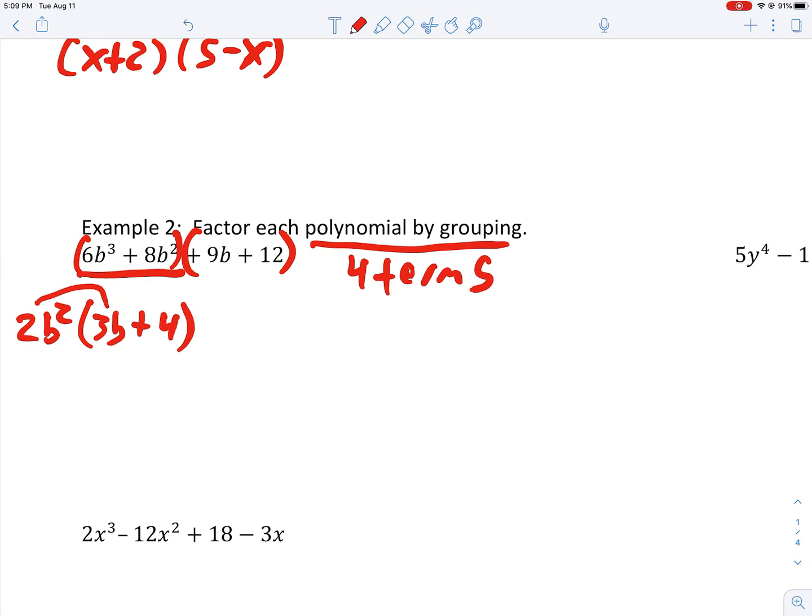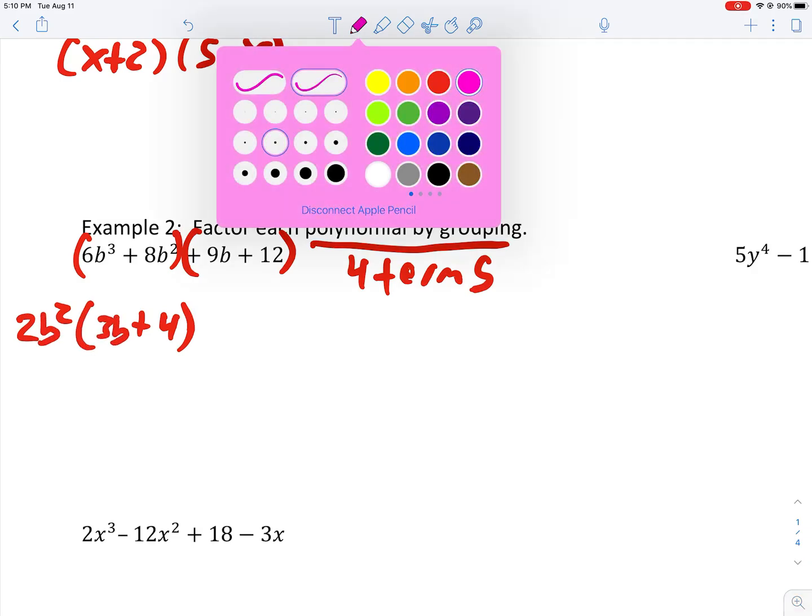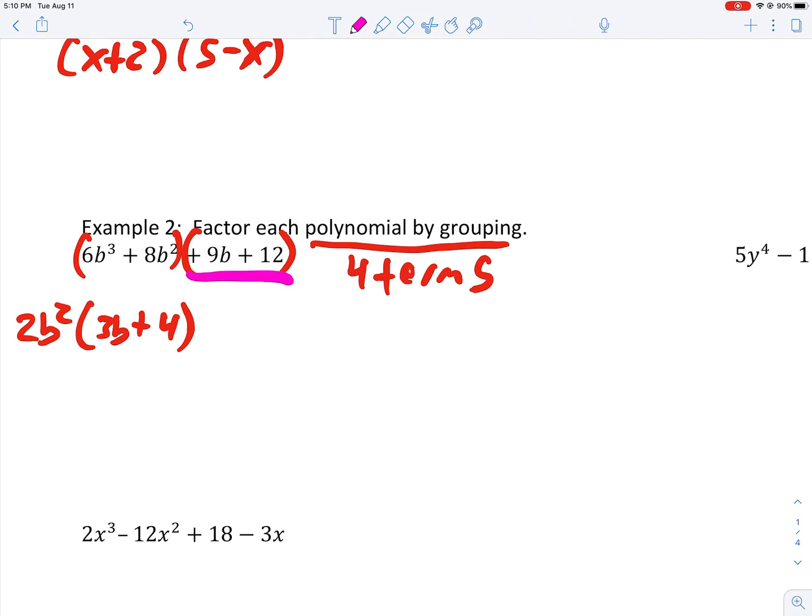I want to check: if I distribute this back in, do I get my original 2 terms up there? Yes, I do. 6b cubed and 8b squared. So I'm good there. That part I did correctly. Now I'm going to factor out a GCF from the second grouping symbol, the second 2 terms, so the third and fourth term. I see that I can take out a positive 3. That would give me a 3b plus 4.